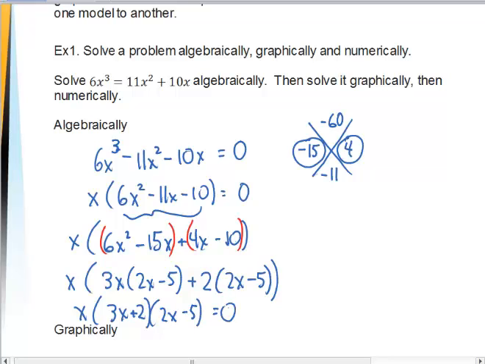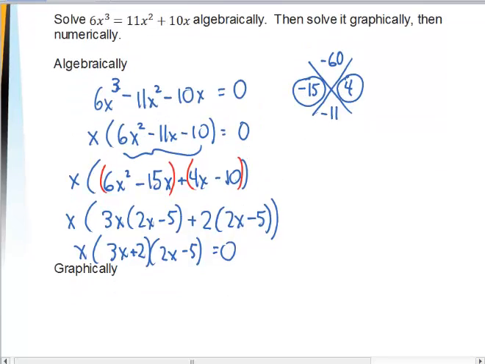Set that all to 0, and then my roots are going to be, from this part, x equals 0. From this part, x equals negative 2/3 when you set that equal to 0 and solve. And from this part, I'm going to have x is equal to 5 over 2.